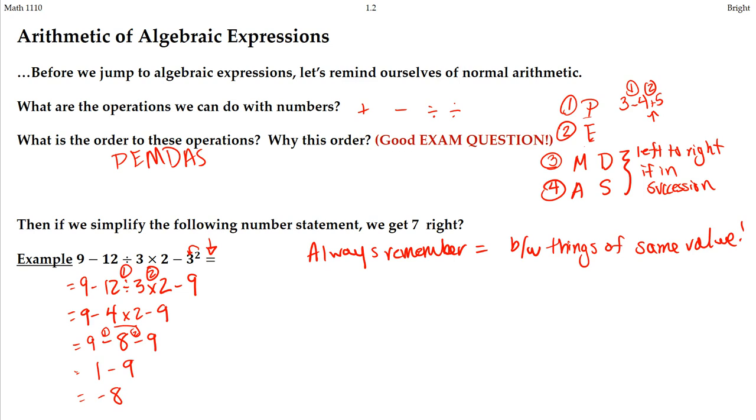I don't know how they got 7. We're going to go through that in class. We're going to figure out what kind of mistakes would you have to do to get 7? So look forward to that in class, and many more exercises dealing with the order of operations.